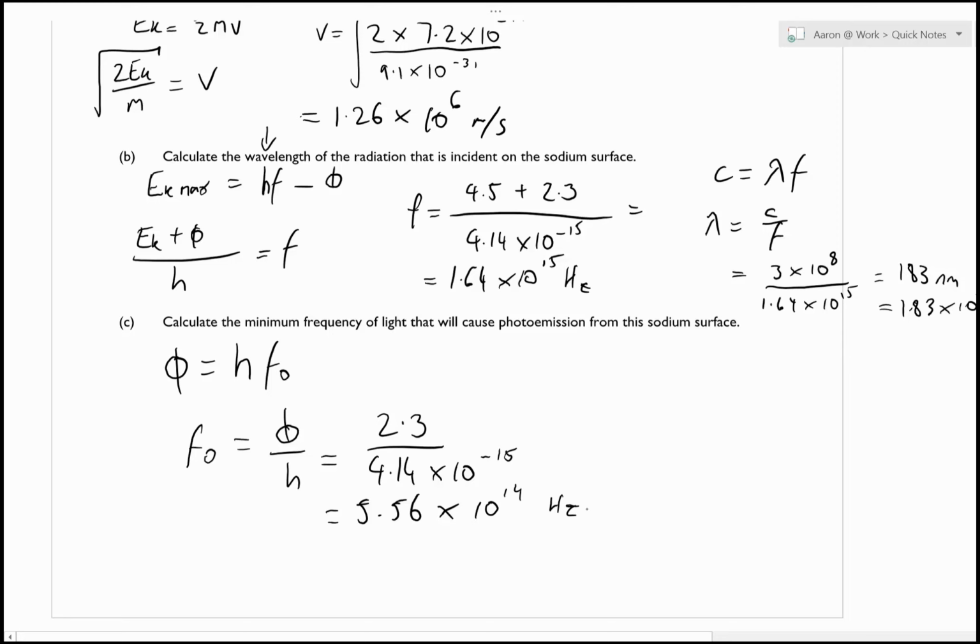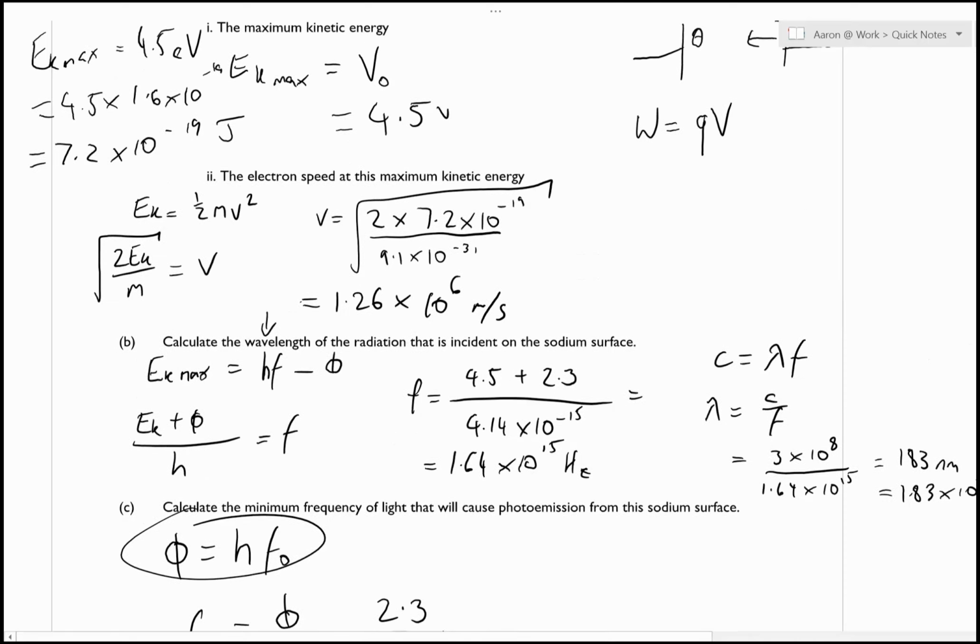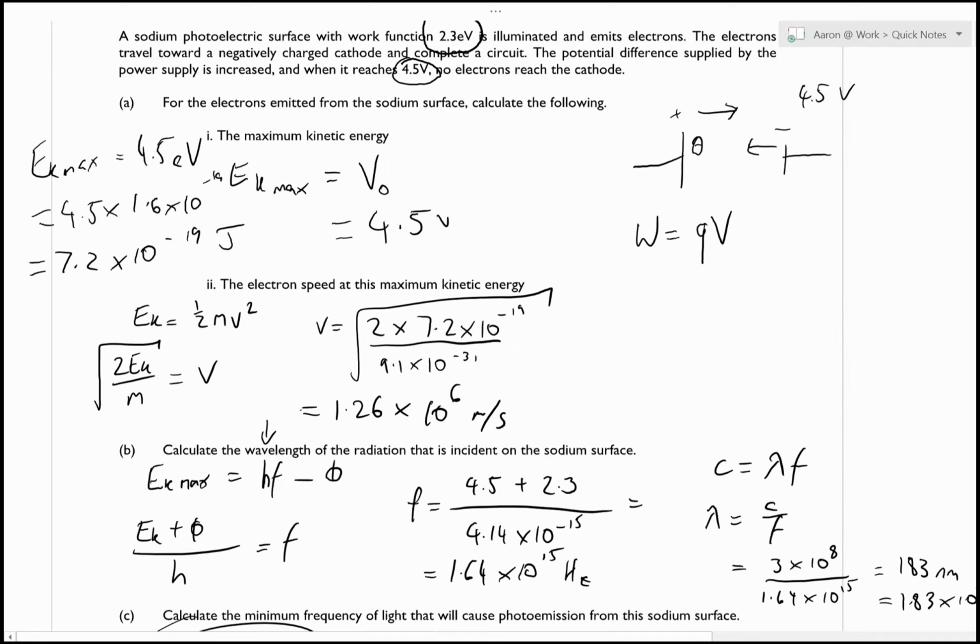As I said, this is a pretty typical example of an exam question. It's good because it uses a lot of the equations we've seen so far, and you need to know what everything means. You need to know that work function is equivalent to Planck's constant multiplied by the threshold frequency. So be aware of those two terms, and your stopping voltage as well.